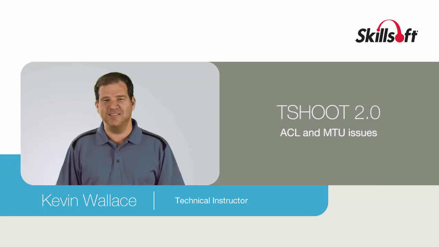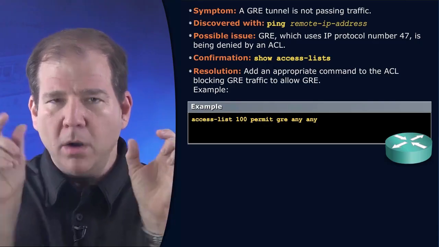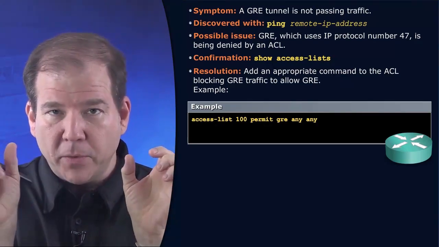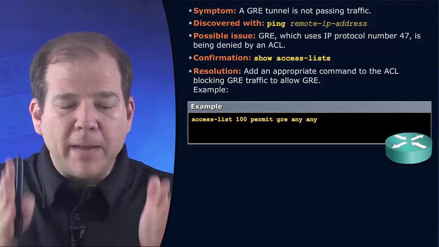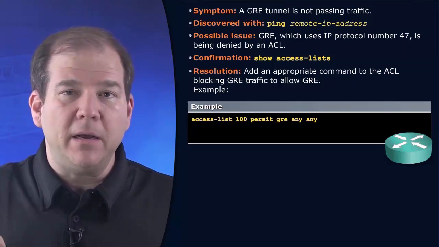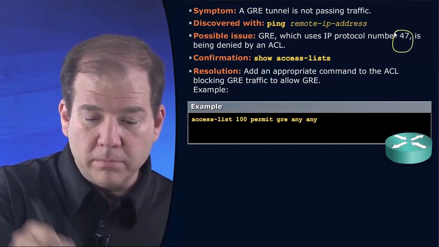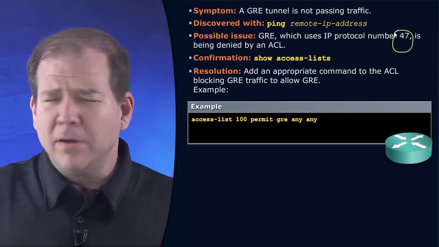Another reason that traffic might not be flowing over our GRE tunnel is that somewhere along the path we've got the source router, maybe multiple routers in between, and then our destination router. Somewhere along that path there might be an access control list, an ACL, that's blocking GRE traffic. After all, GRE is its own protocol. It's protocol number 47.